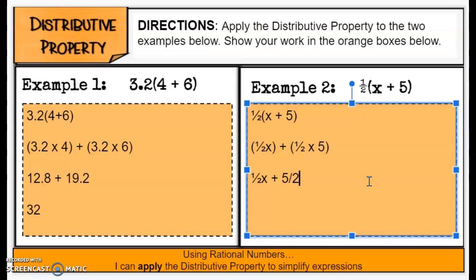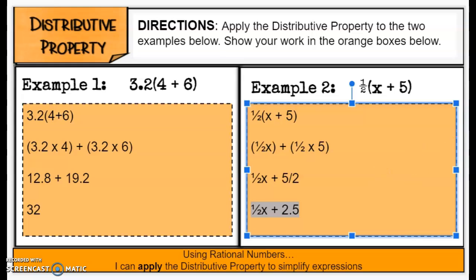And I can actually simplify that one more time. So I have 1/2 x plus 5/2, which is 5 divided by 2, equals 2.5. I cannot leave this in fraction form because that's an improper fraction. I need to simplify that fraction. So that would be 5 divided by 2. And so at this point, once I do that, this right here is my simplified expression.